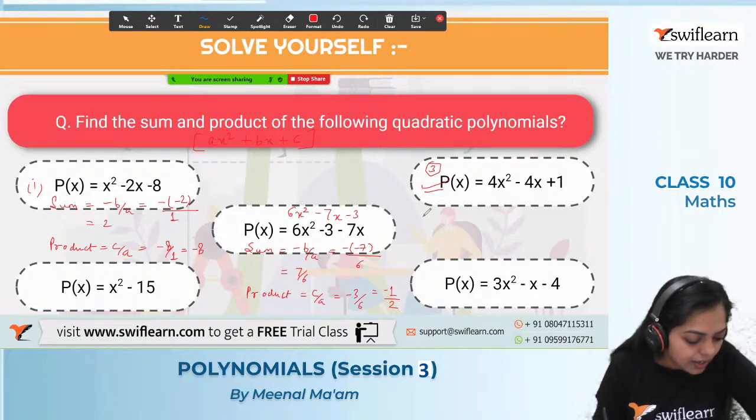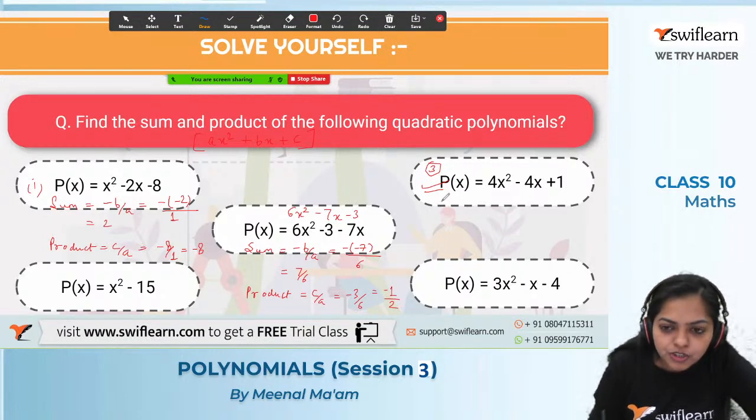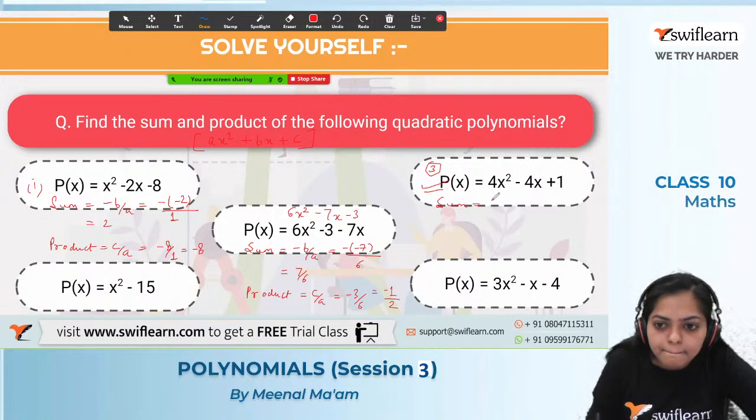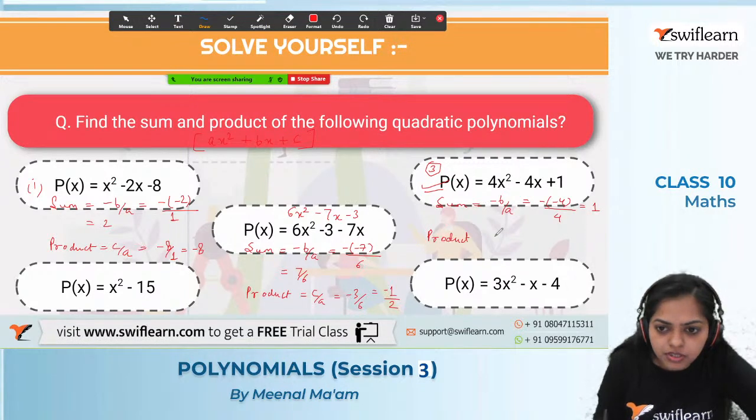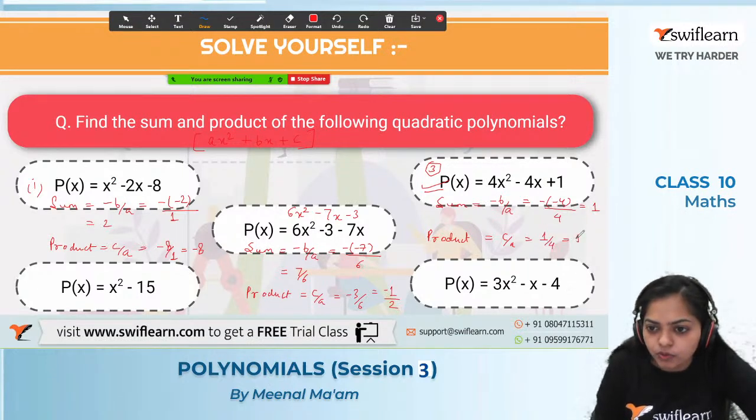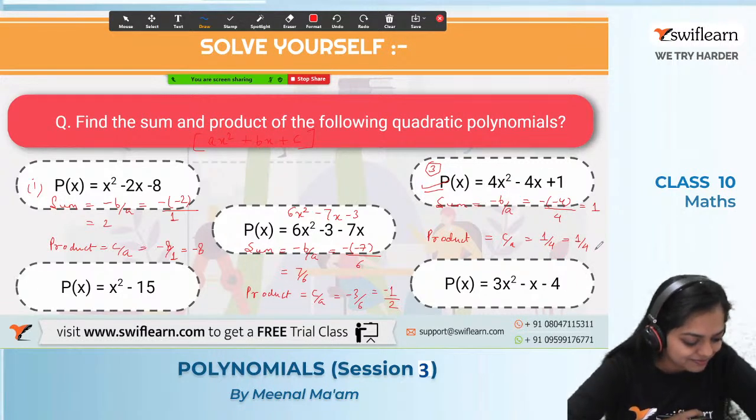Okay, let's solve together. What is the formula for sum? Sum is equal to minus b by a. Here b is minus 4 and a is 4, so you will get 1. And the product is equal to c by a. Here the constant term c is 1, and a, the coefficient of x square, is 4. So you will get 1 by 4. Got it, everyone?